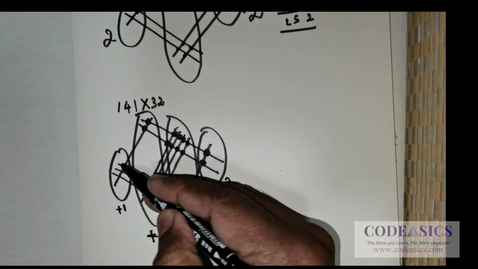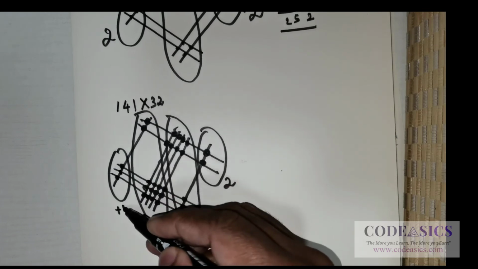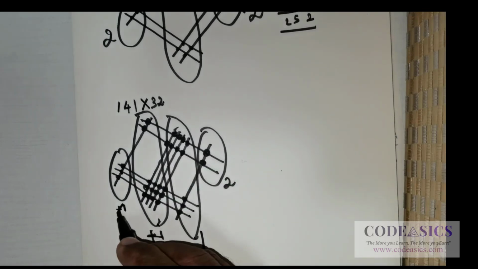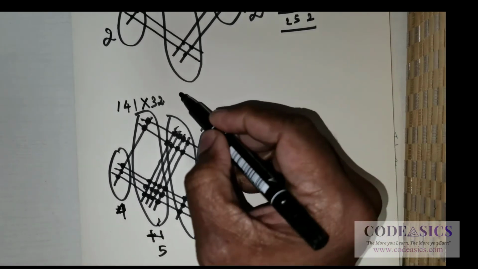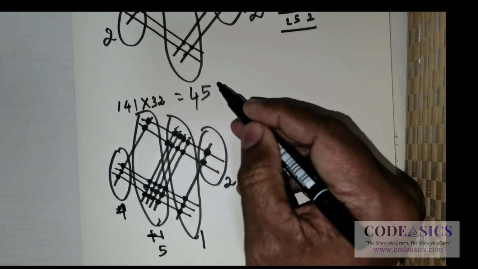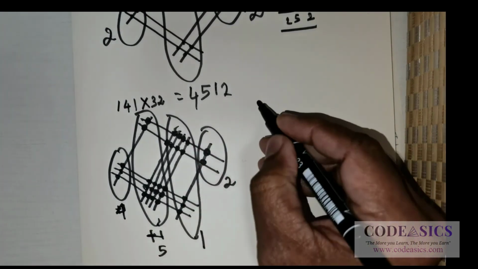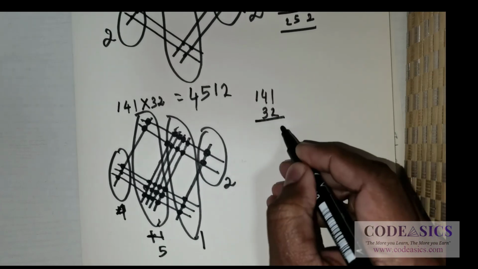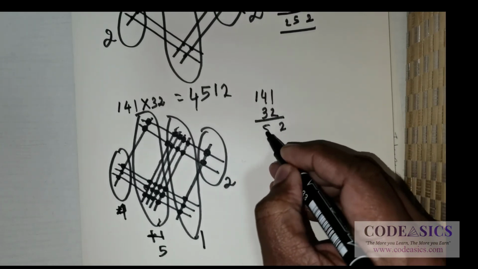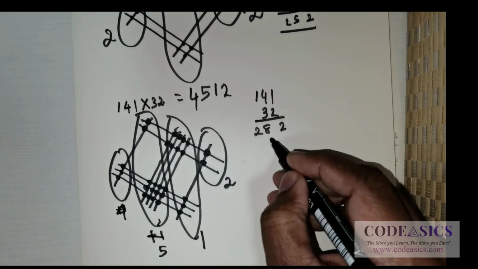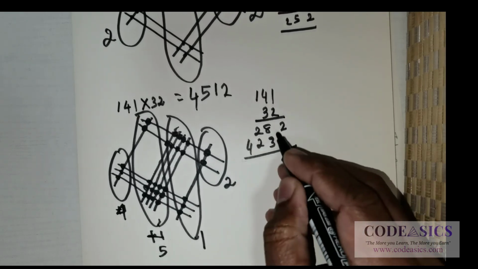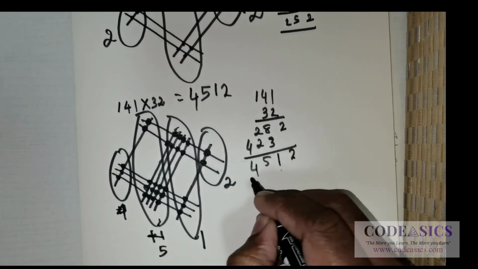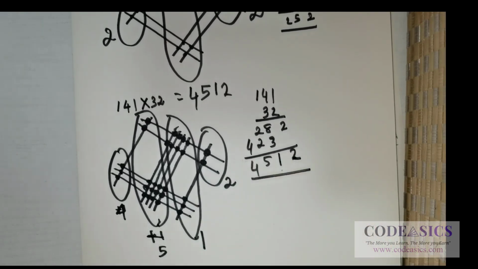So you got intersection 1, 2, 3. 3 plus 1, 4. So the numbers that we've got now is 4, 5, 1 and 2. So this is equal to 4, 5, 1 and 2. I'm going to show you that 141 times 32. 2 ones are 2, 4 times 2, 8, 2 times 1, 2, 3 ones are 3, 4 threes are 12, 1, 3 ones are 3, 4. This is 2, 11, 5 and 4. You see that? How we got the solution?